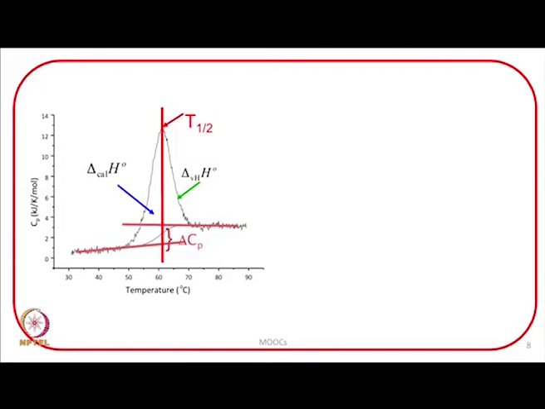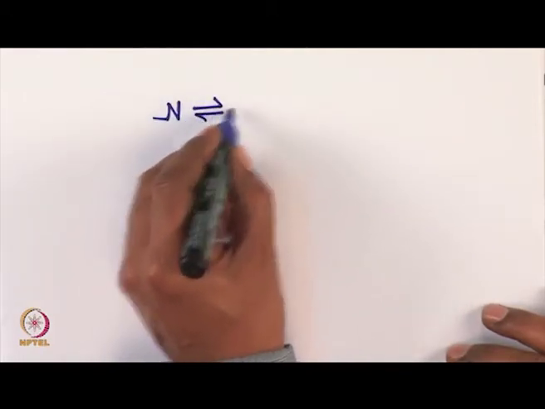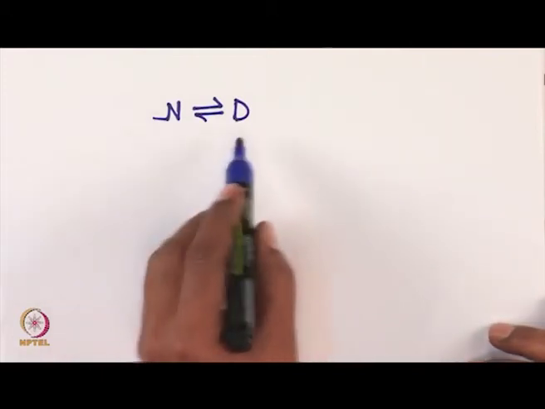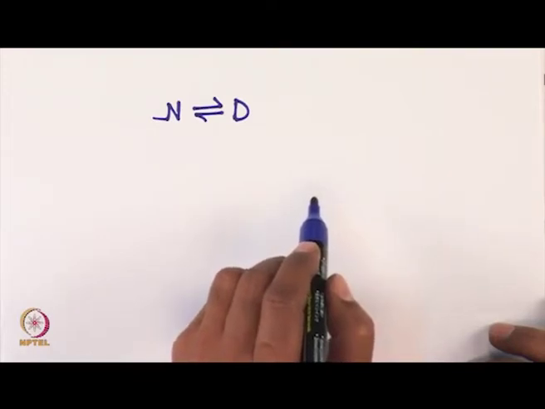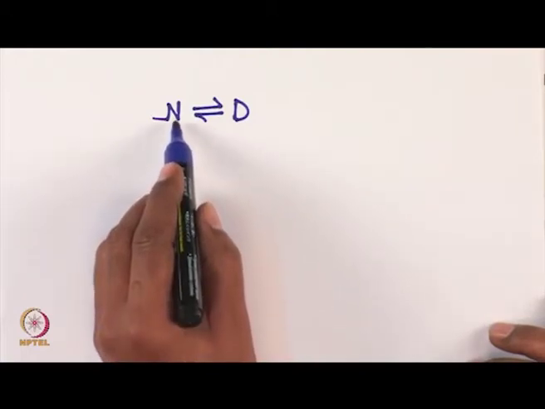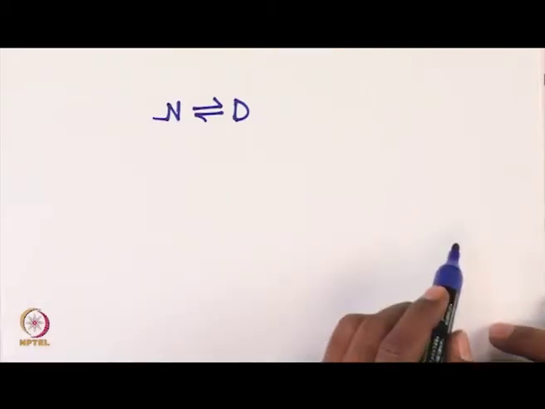Let us consider this equilibrium, N going towards D, where N I am writing for the native state and D I am writing for the denatured state. Now, if you increase the concentration of the protein, will it affect the transition temperature?